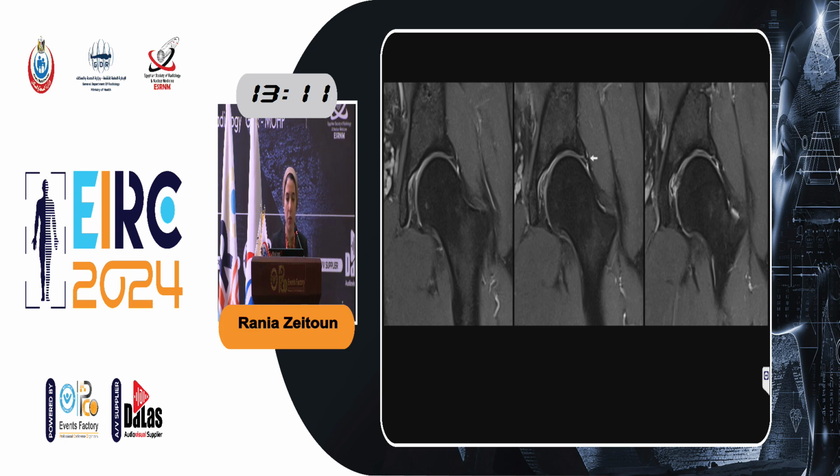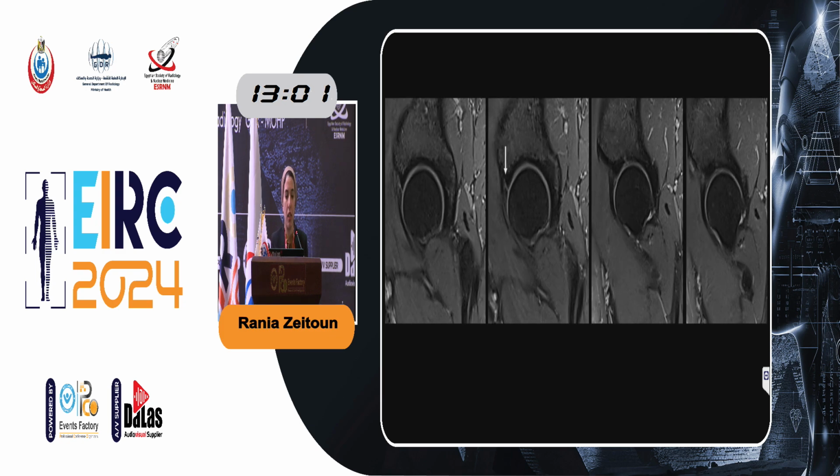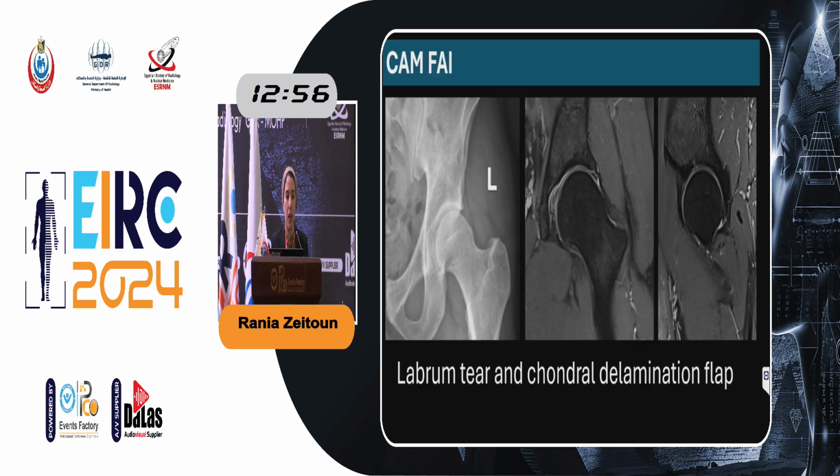And I think you can also appreciate the presence of the low signal line, which represent a detached, torn cartilage flap. Sagittal images of the same patient confirming the labrum tear. And this is a collection of images of the patient with the cam, labrum tear, and chondral delamination flap. So this is one of the classic cases.